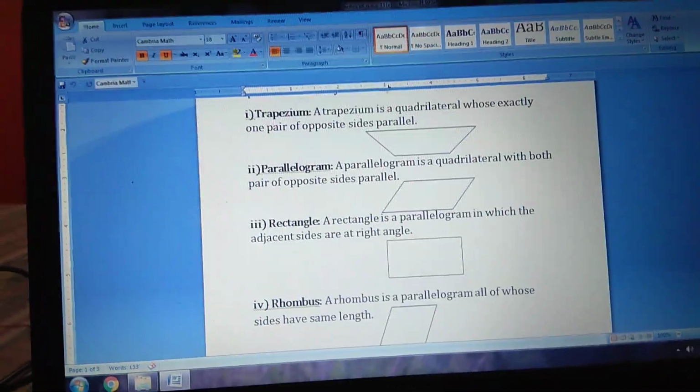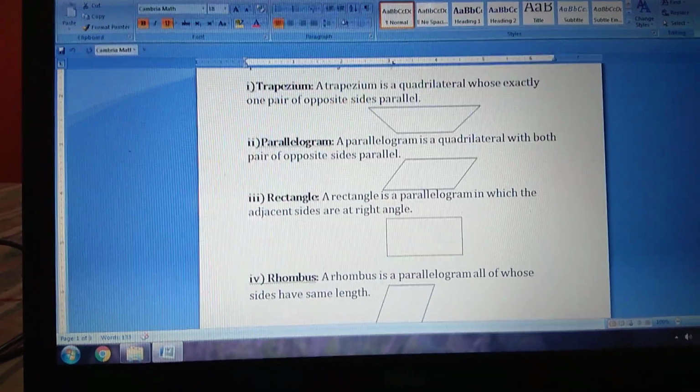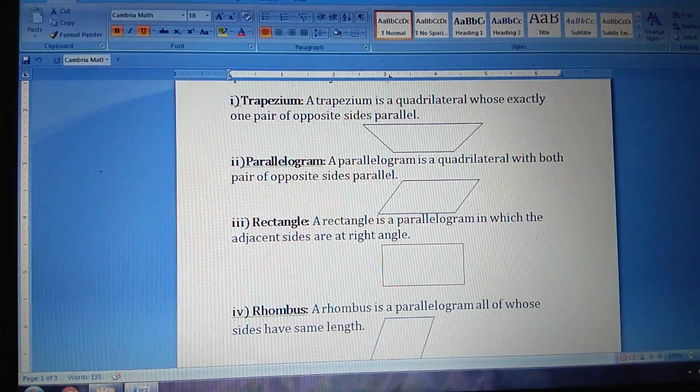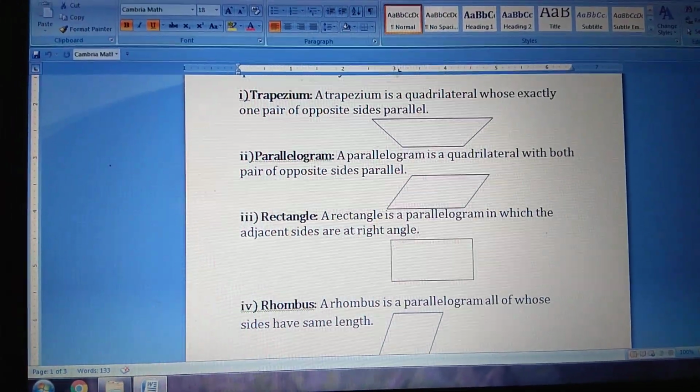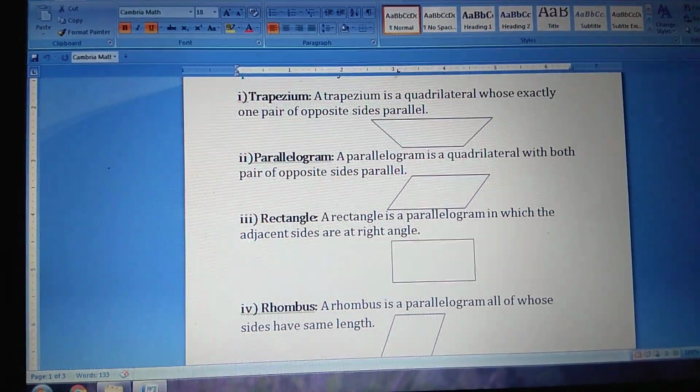But trapezium, parallelogram, these may be some new terms. So now, individually one by one we will understand first. In each of the cases, the figure is mentioned here.